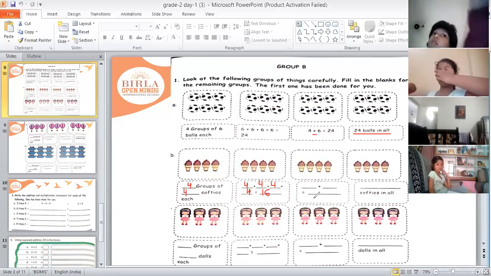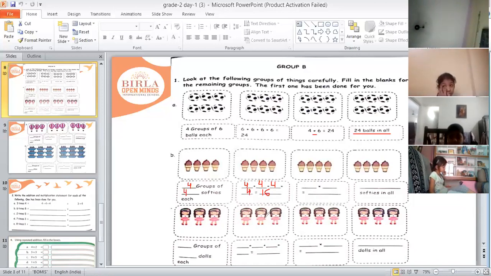Now, so now we have to write a multiplication sentence, children. How will we write it? Now see here.